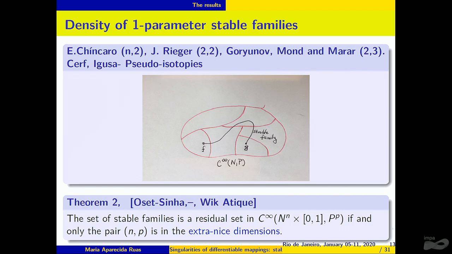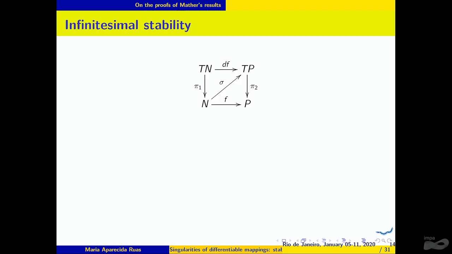Now what I want to do is go through some pieces of the proof of Mader's theorem, because our theorem one draws on the proof of Mader's theorem. So I have to explain some pieces of the proofs of Mader's theorem A and B. Let's start with the first important concept.